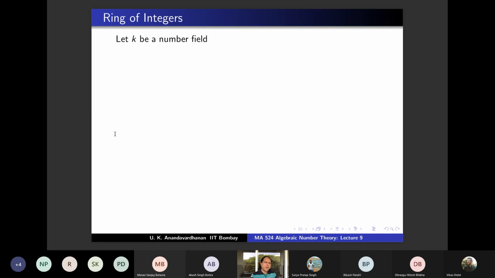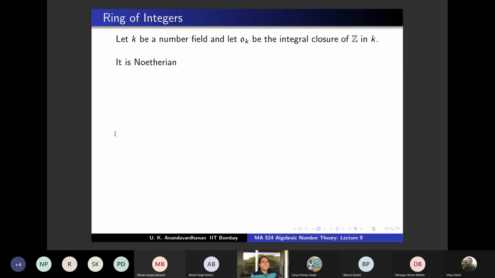Most important example: the ring of integers of a number field. So O_K, for K a number field, is by definition the integral closure of Z in K, and it is Noetherian. Why is it Noetherian? Because of that result that we just recalled. No, sorry, that result is about Noetherian integrally closed rings. So we want to show that this is Noetherian.